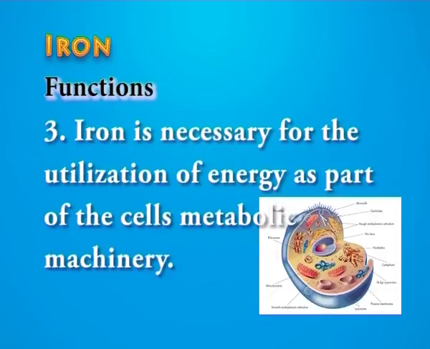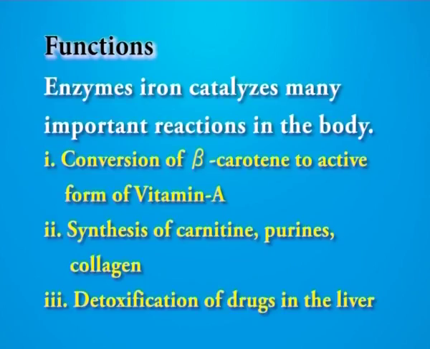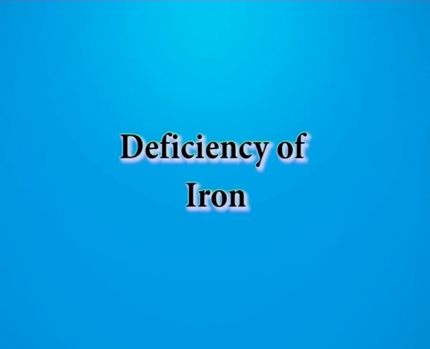Iron is necessary for the utilization of energy as part of the cell's metabolic machinery, and as part of enzymes, iron catalyzes many important reactions in the body. Examples are conversion of beta carotene to the active form of vitamin A, synthesis of carnitine, purines and collagen, and detoxification of drugs in the liver. Now, let us see the deficiency of iron.